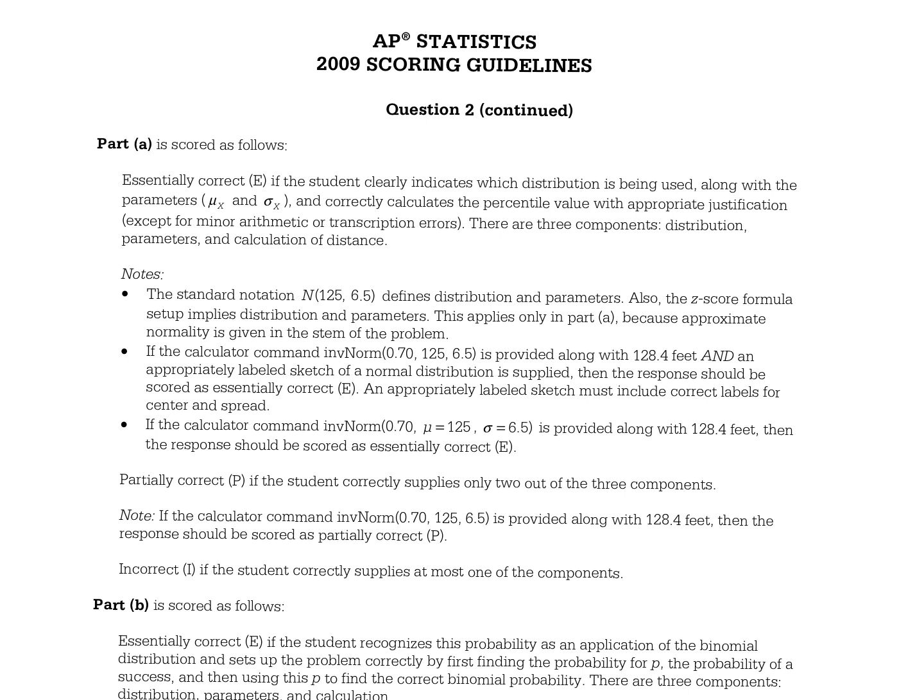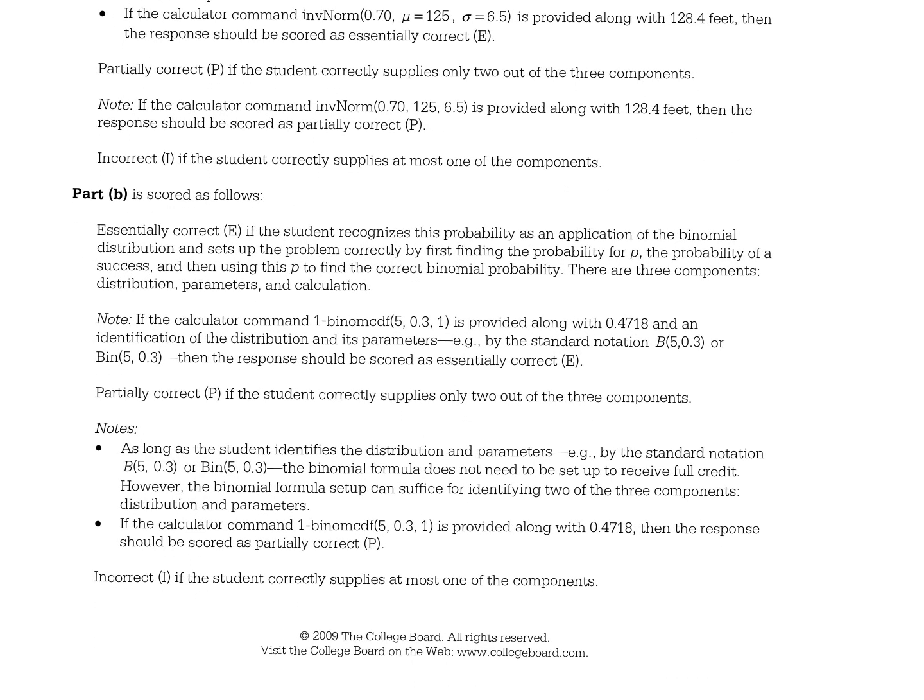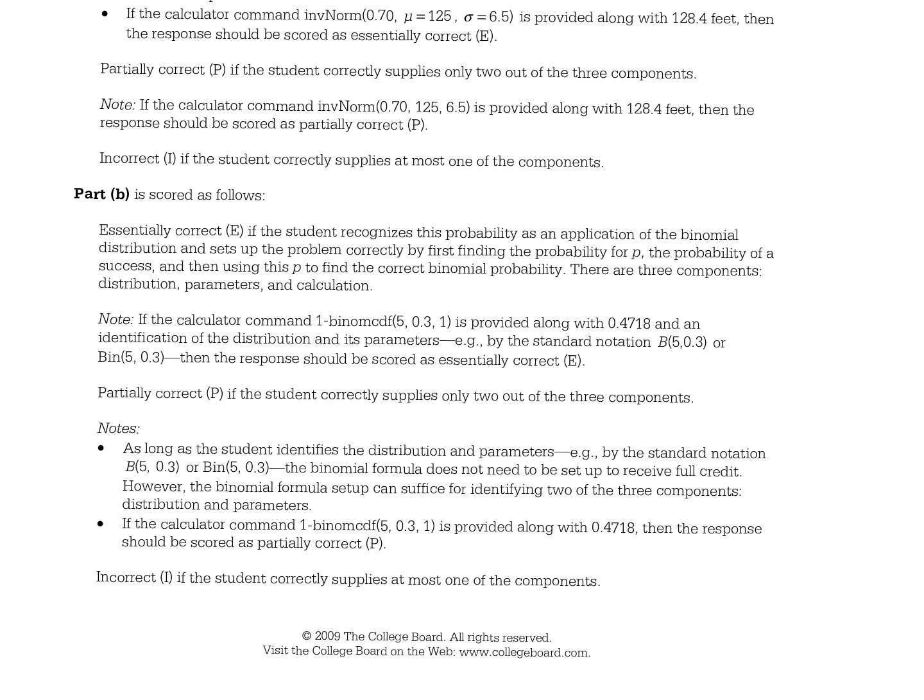Okay, part B. In order to get full credit in part B, the student has to say this is a binomial distribution, not normal. They have to show the correct value for p, which is 0.3, labeling n as 5, and then they have to find the correct probability. So, 3 parts. Only 2 of the 3 will give the person partially correct.